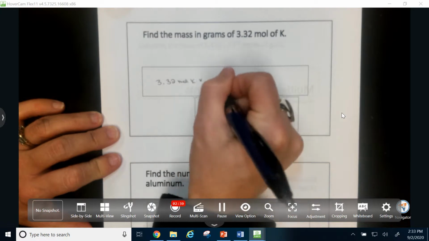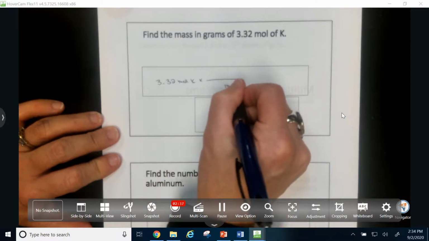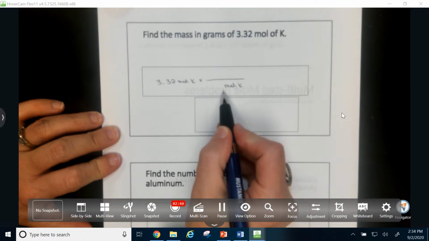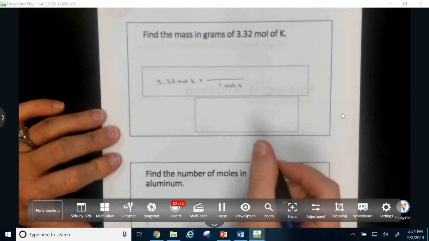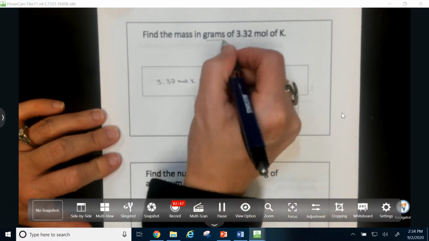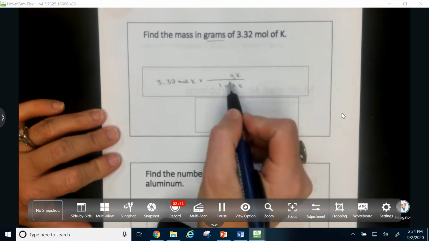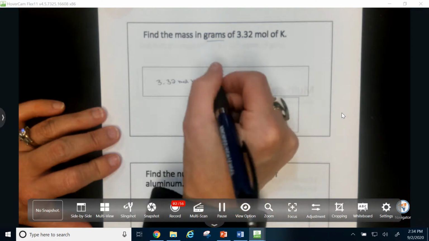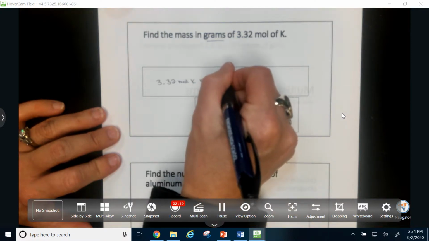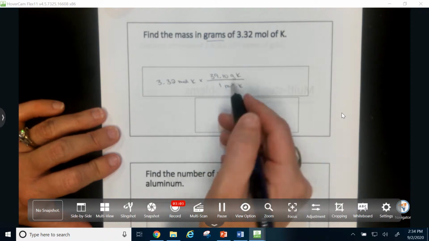Then we're going to set up our conversion factor so this unit goes at the bottom. So we put moles of K down here. And what number are we going to put with moles? Well, 1 always goes with moles. So we put that here. This time we're finding grams, so we want grams up on the top. And in order to find the grams of K, you look at your periodic table, look at its atomic mass, and that's going to be the mass of 1 mole of K. So 1 mole of K is equal to 39.1 grams of K.